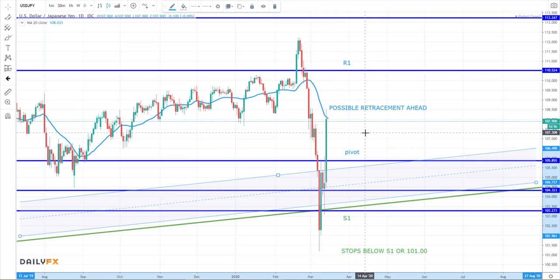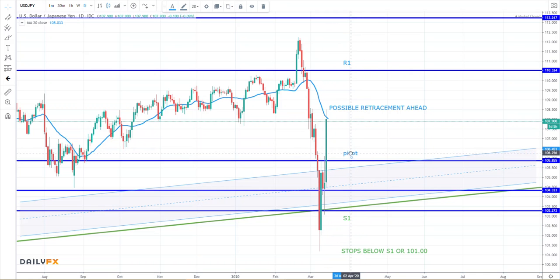We want to look though for the pivot to hold. If price goes too far below the pivot, it might reinforce the bearish case. So I really want to see price hang above 105.85 with plenty of support here at 103.27, 104.32. So a very bullish scenario, but this week look for some consolidation.